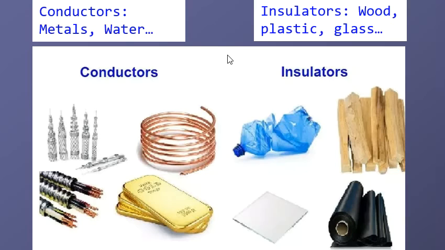So we can classify materials depending on how good they are when it comes to conducting electricity. So we have conductors. Normally we have all metals: copper, gold, aluminum. Water is a very good conductor. And then we have insulators that are very bad conductors of electricity. For example, we have wood, we have plastic, we have glass.